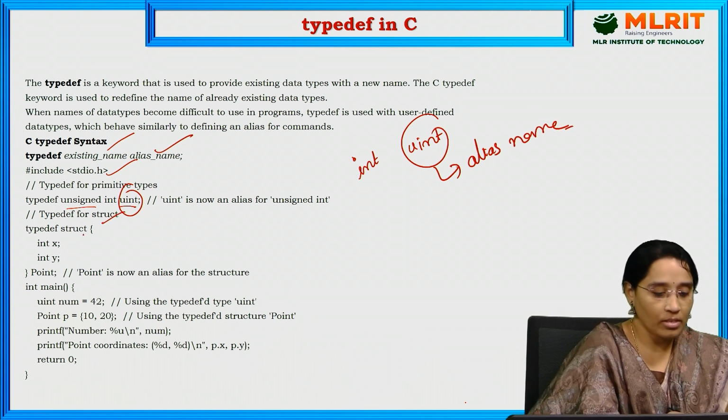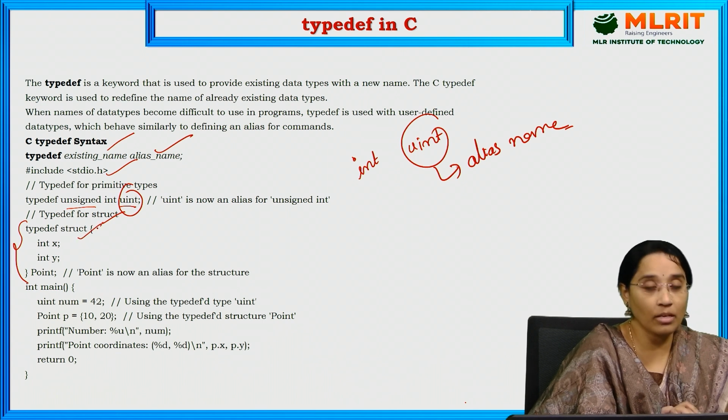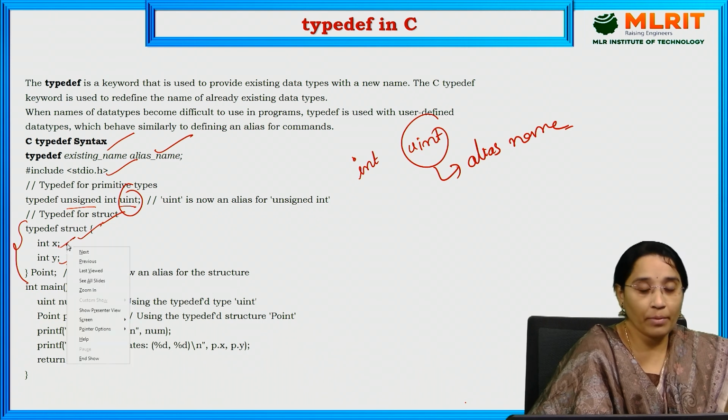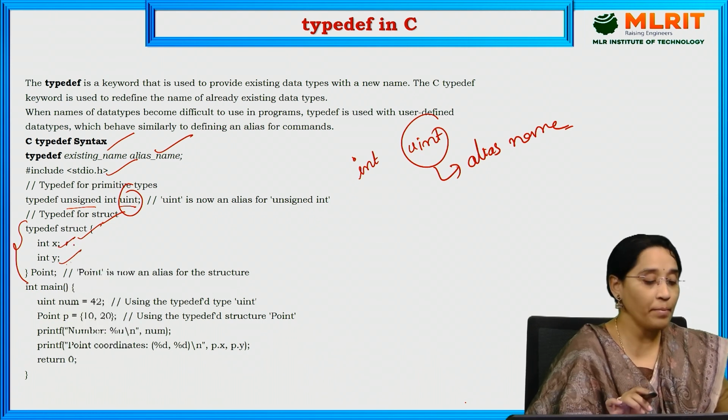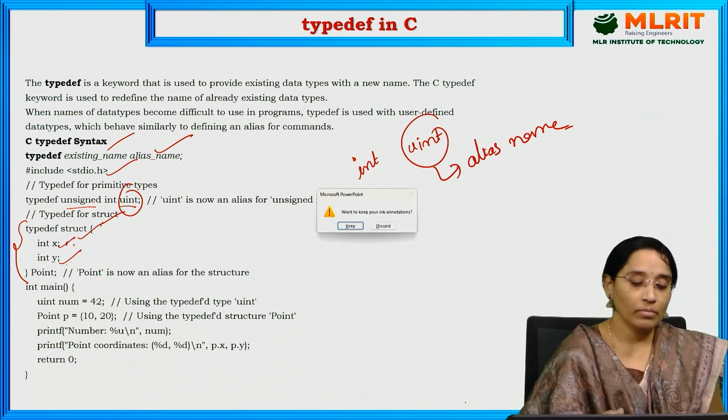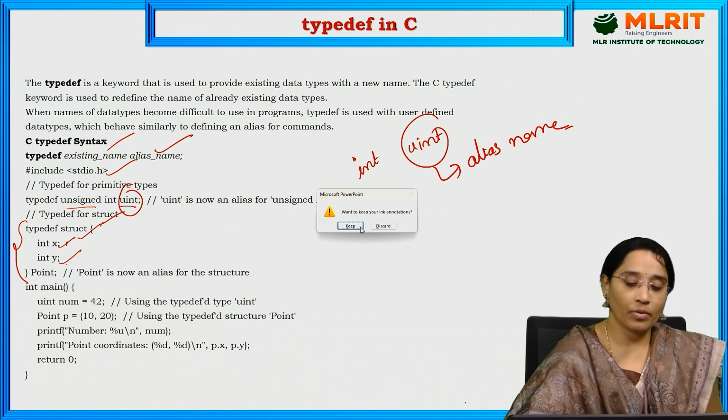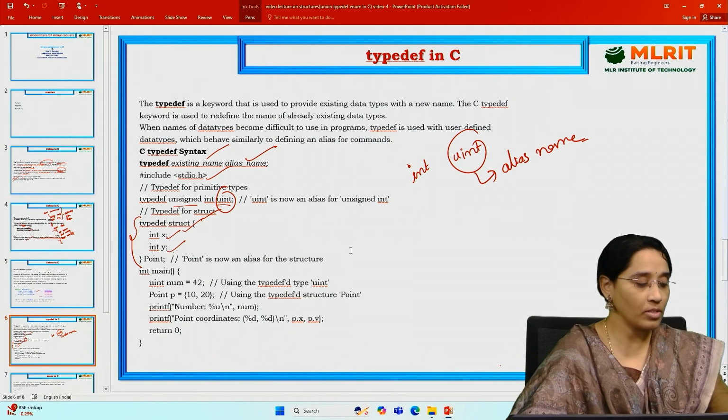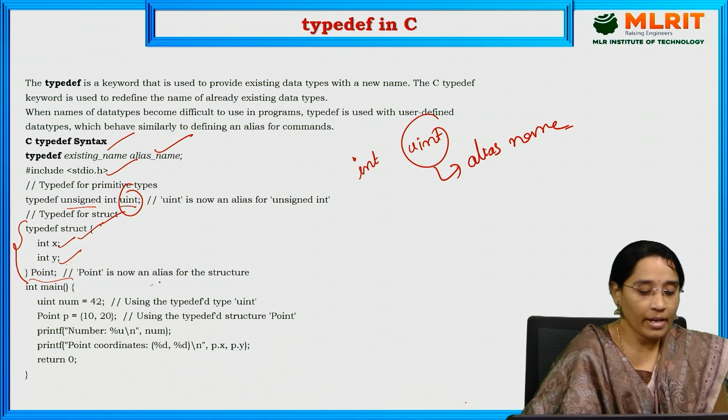Typedef for struct. Here is the example: typedef struct is a keyword, int x, int y. Two items we have declared. x is one member; they are not variables, they are the members of that structure. So x and y are the members of the structure. So here Point is now an alias for the structure.